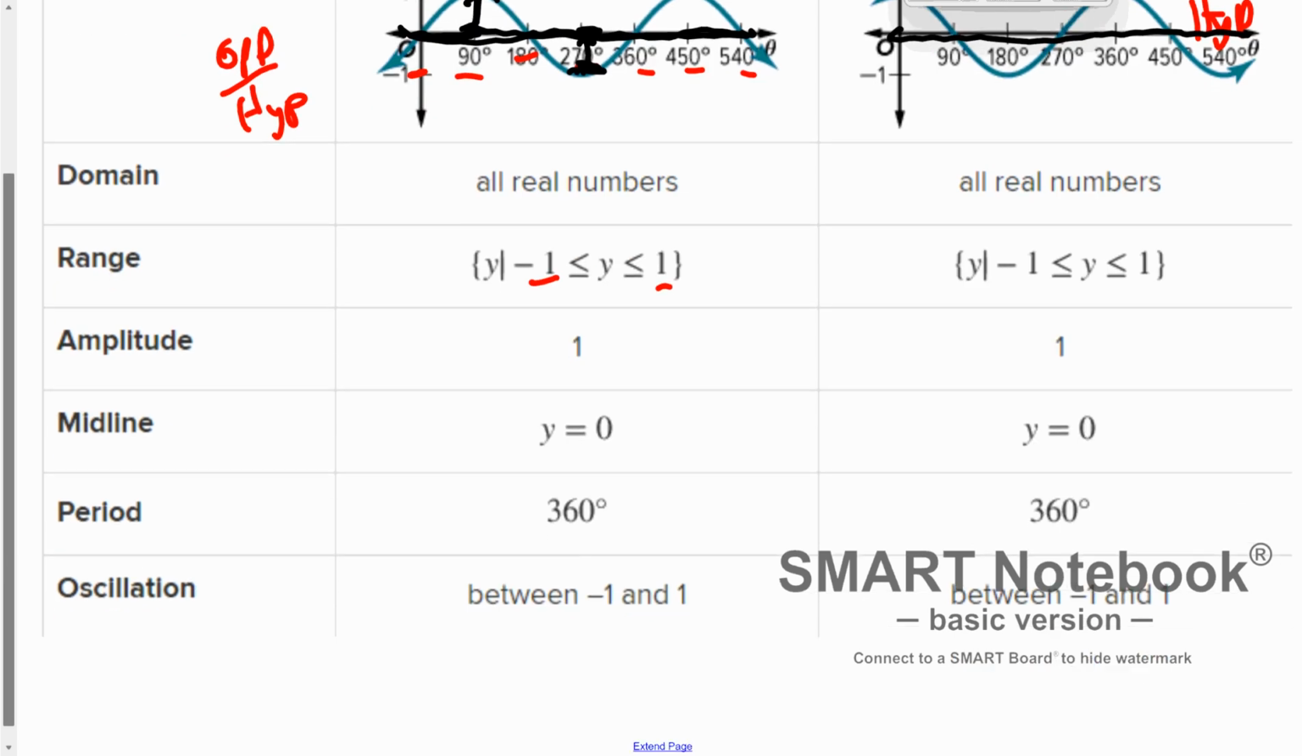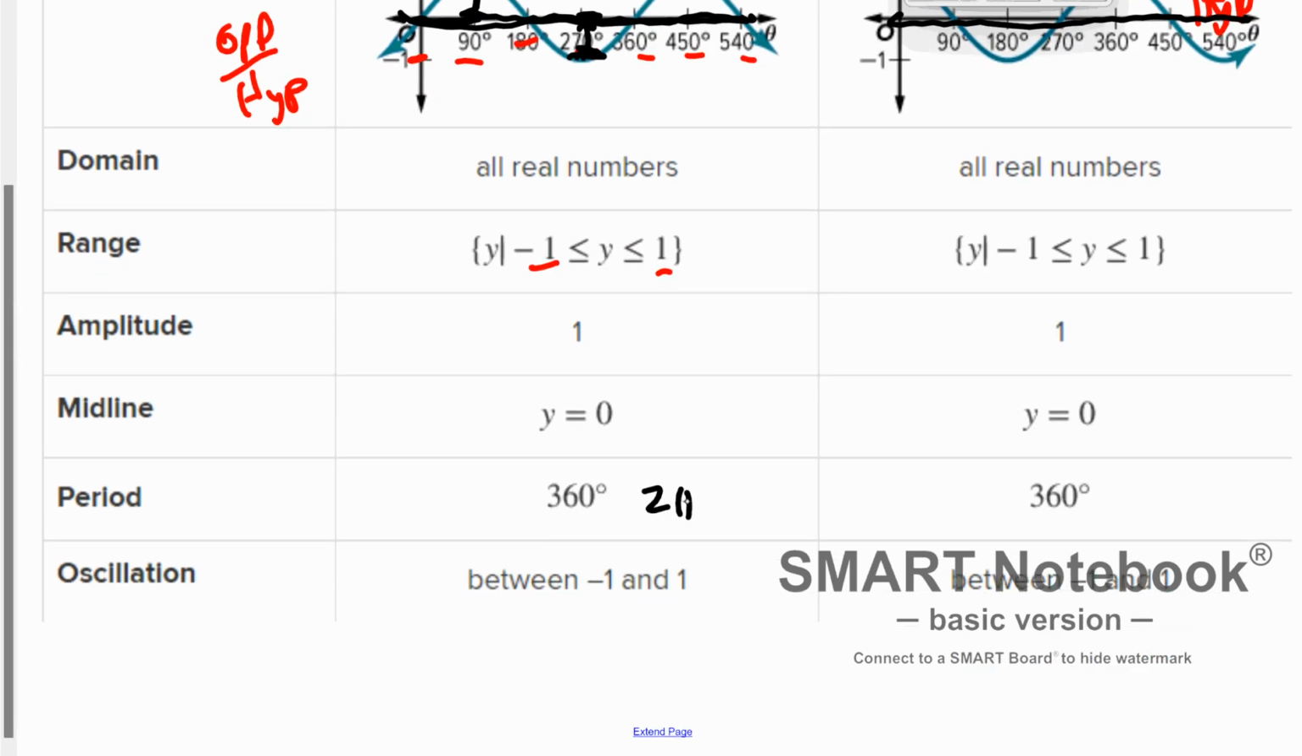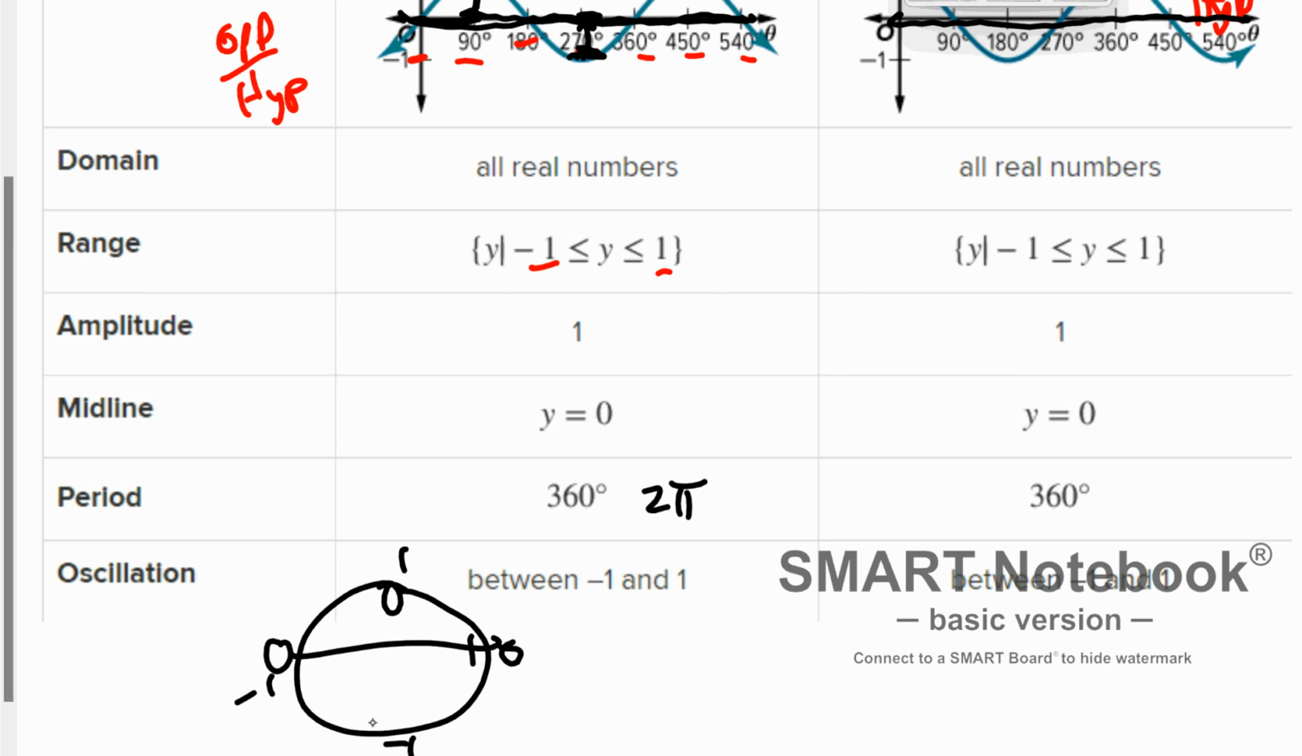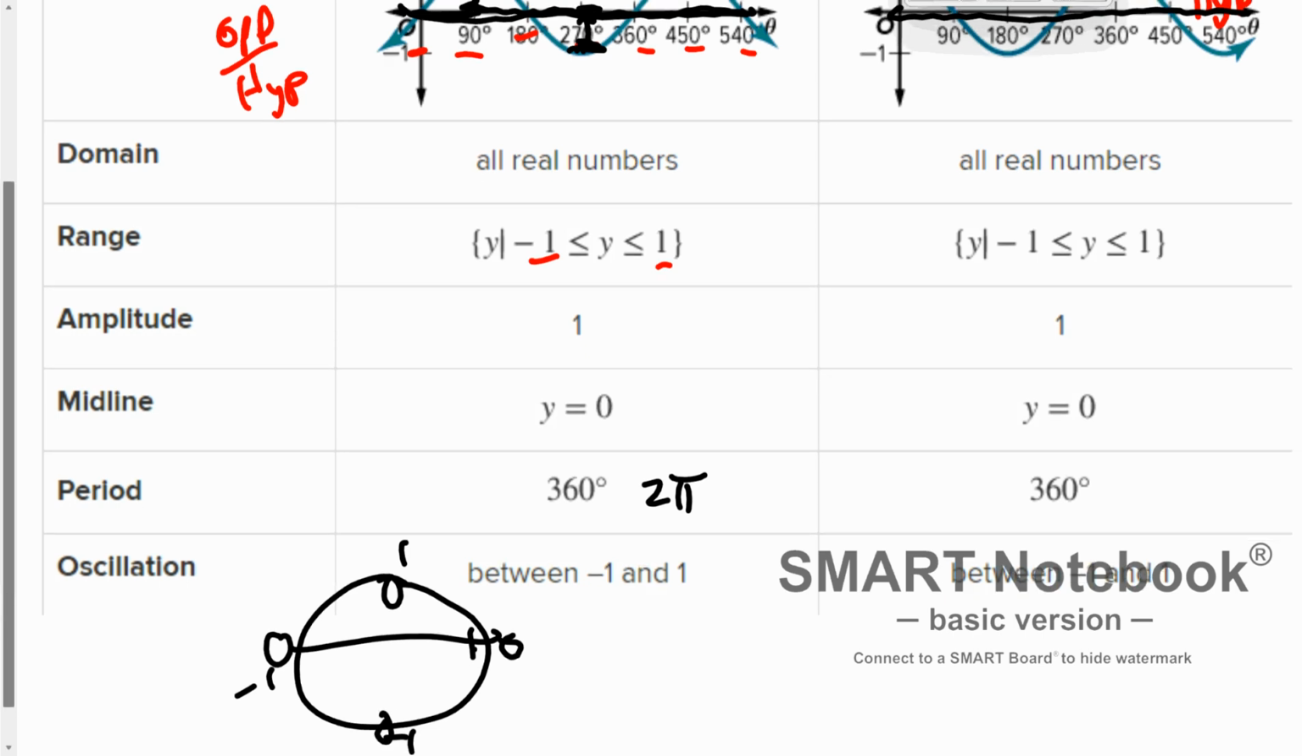Period length is either 360 or 2 pi. And then oscillating, so it's just going between -1 and 1. Our answers, as we can see, if we look at the y values, go 0, 1, 0, -1, 0, and we just keep on going between those answers of 1 and -1. Same thing with cosine, except you're going from 1, 0, -1, 0, back to 1, so you're oscillating between those two, just jumping back and forth.